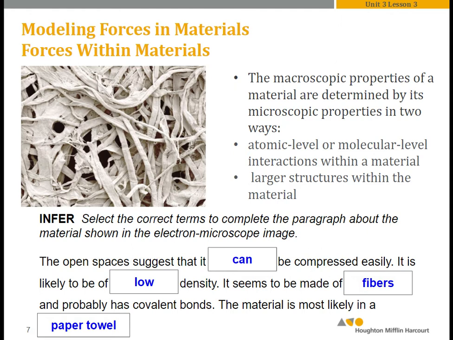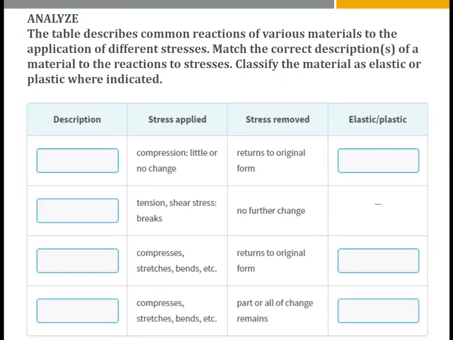Recall that covalent bonds can lead to long molecular chains that hold up well to tension. The table describes common reactions of various materials to the application of different stresses. Let's match the corresponding descriptions of a material to the reactions to stresses. And we're going to classify each material as elastic or plastic where indicated.